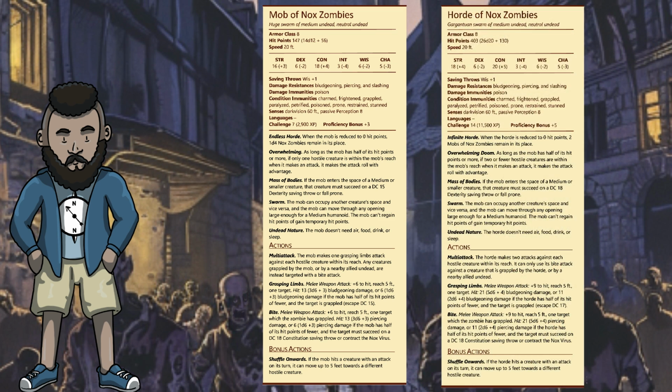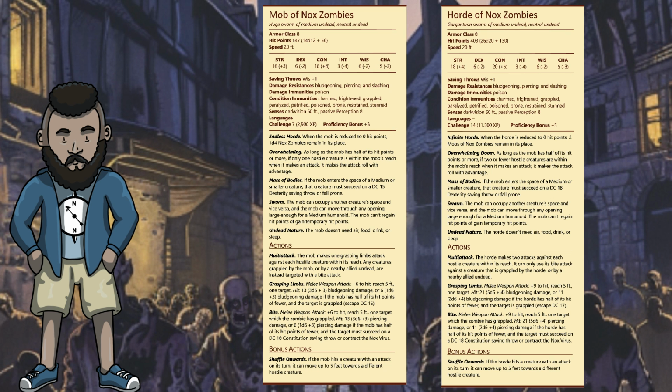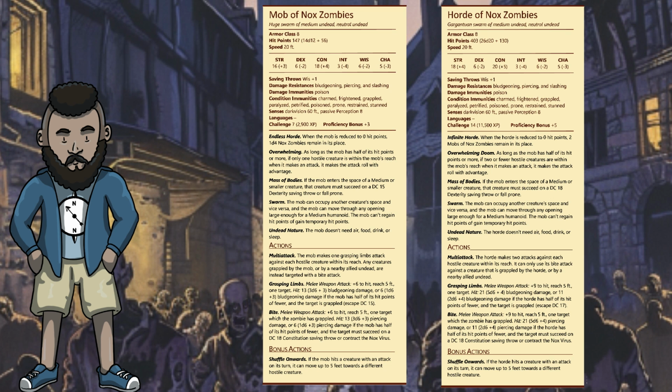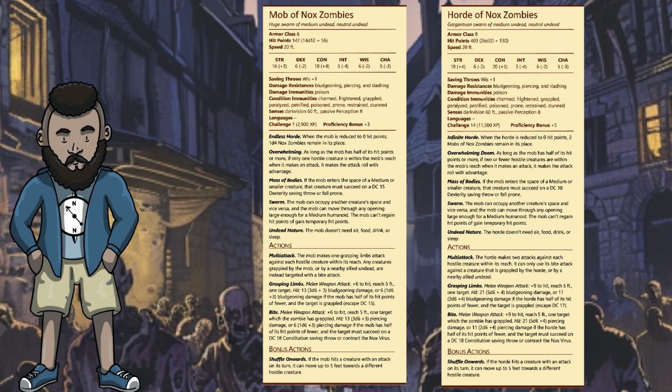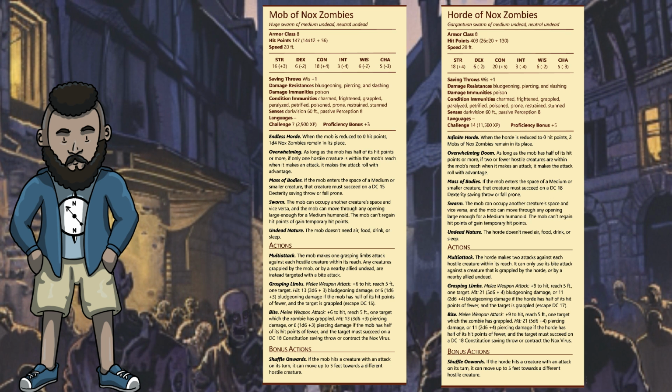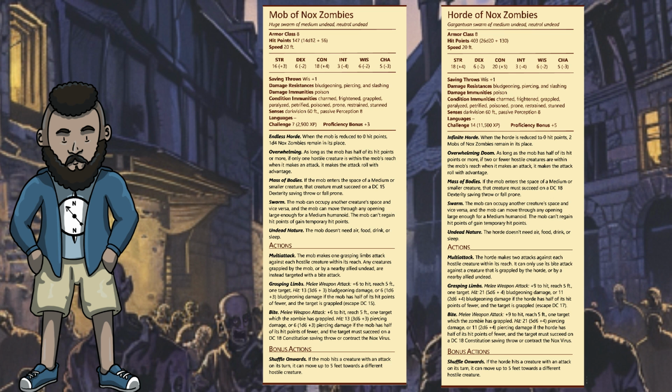And for the gargantuan version of the horde, everything is just amped up a little bit. Most of the features are very similar to the mob. This is the one you're going to want to use when you want to describe and show a city street just full of undead, shoulder to shoulder.